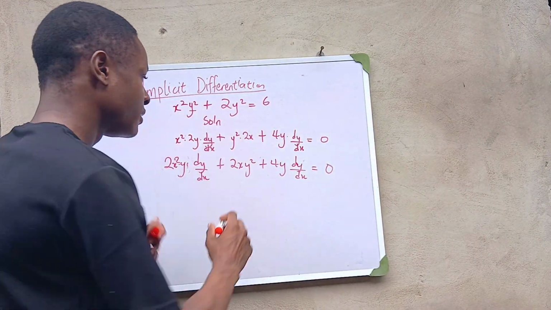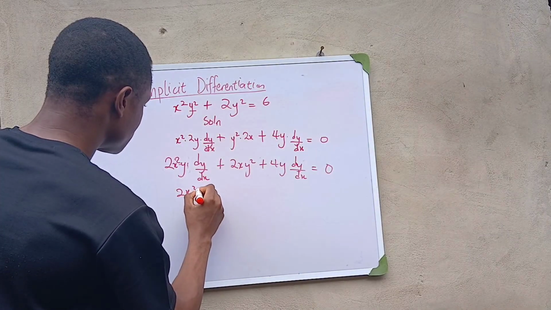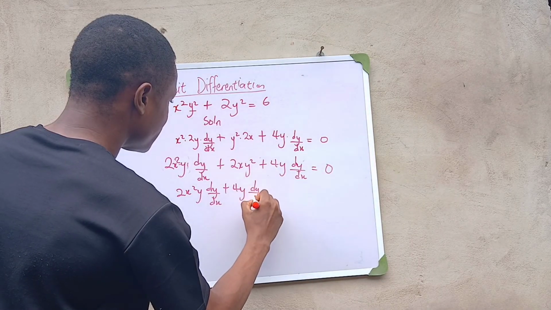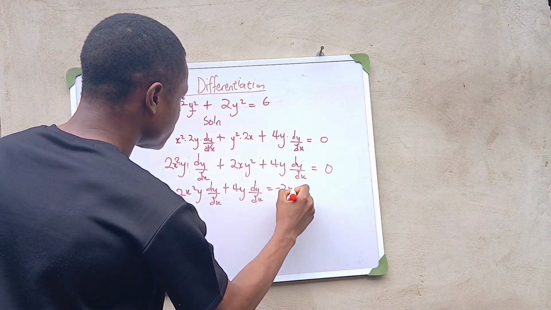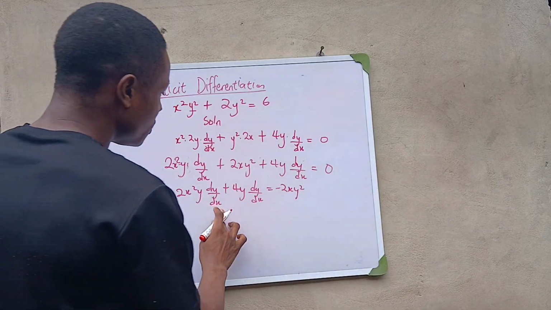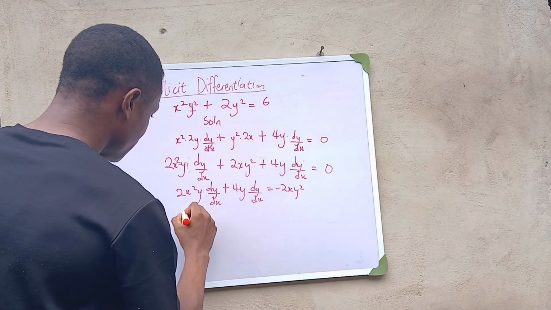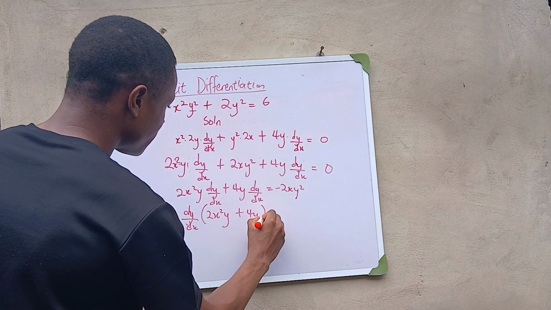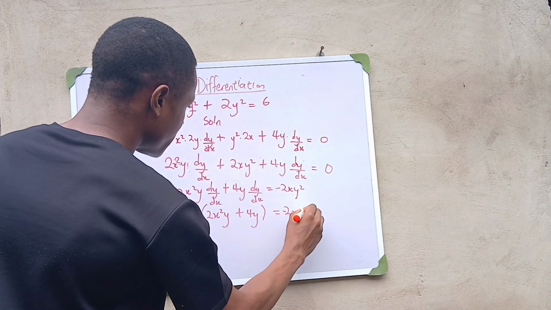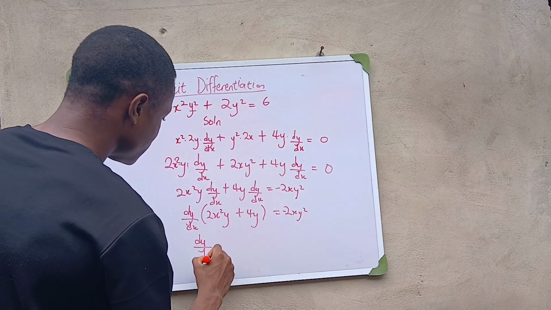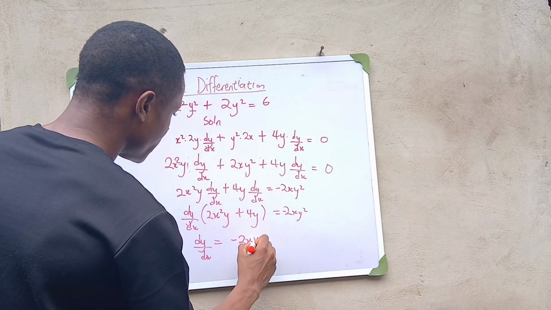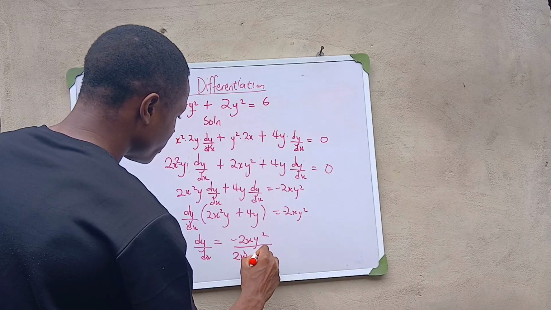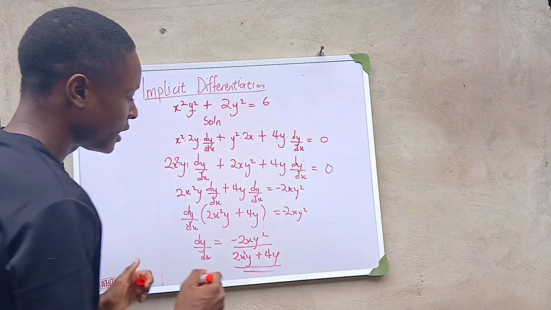So now we collect like terms. Carrying this here, now we have 2x squared y dy/dx plus 4y dy/dx equal to minus 2xy squared. So factoring out dy/dx, what do we have? dy/dx times 2x squared y plus 4y equal to minus 2xy squared. So we have our dy/dx to be equal to minus 2xy squared all over 2x squared y plus 4y. So this becomes our final answer.